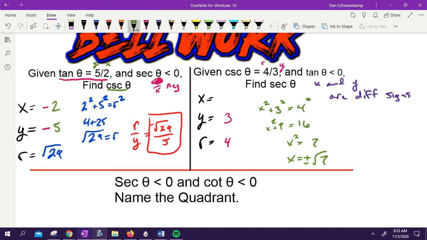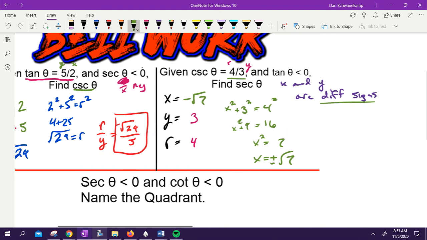So what do we think? Is it going to be a positive or a negative radical 7? Negative, because we said that it has to be different signs, and we know that y is positive, because cosecant couldn't be positive if your y was negative. It's not possible. So x has to be a negative root 7. Everybody go to there? Then we just put it together.